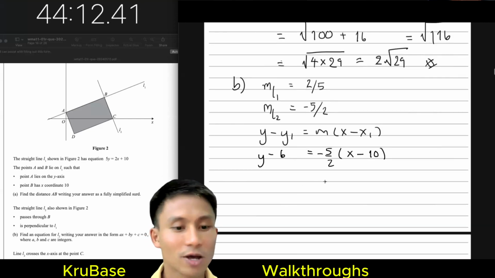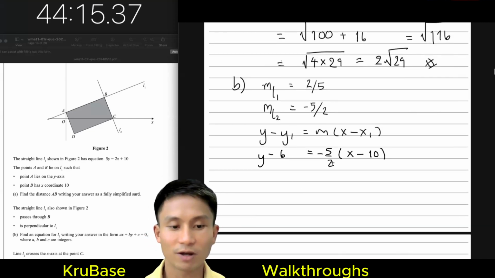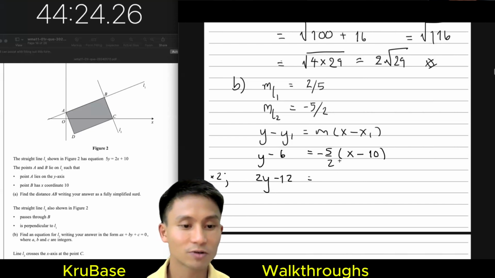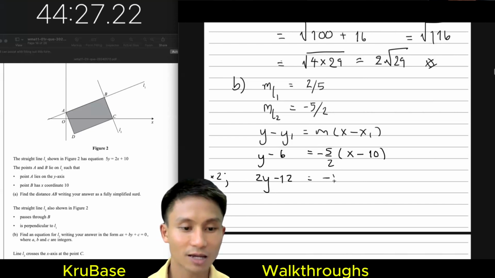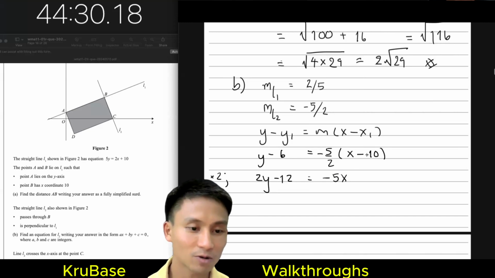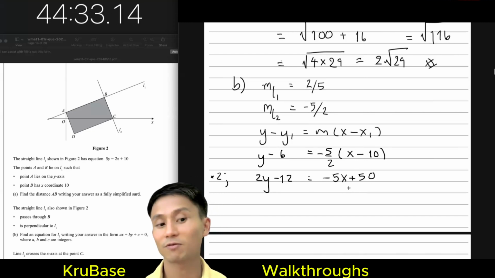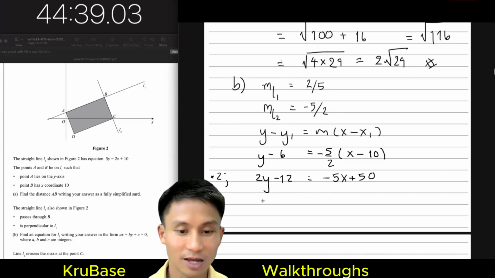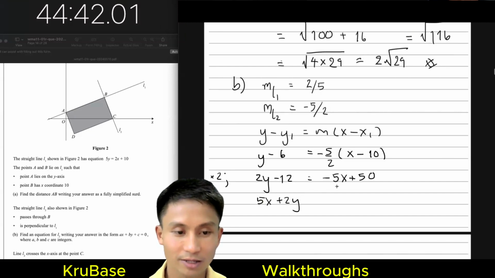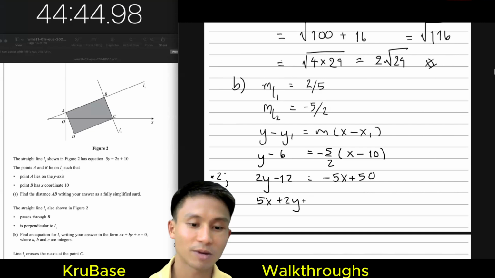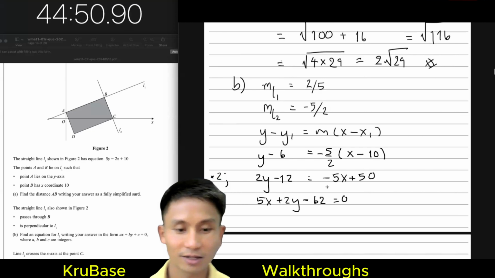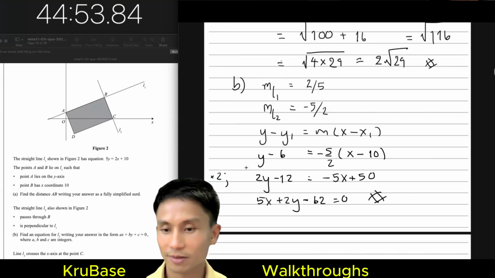The easiest way I would go here is to get rid of any denominator first. So I'm going to multiply every term by 2. So 2y minus 12 equals, getting rid of the 2 and then multiplying minus 5 into the brackets, I get minus 5x, and then minus 5 multiplied by minus 10, I get plus 50. Got to be careful with the signs. And then I've got to move every term to the left side, so I have 5x plus 2y. 50 subtract from minus 12, we get minus 62 equals 0, right? So that is done.